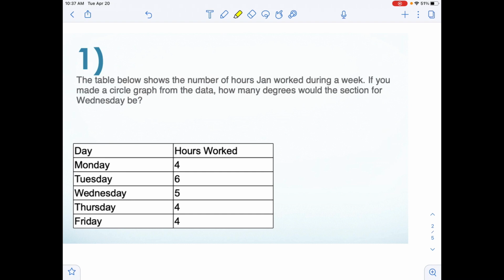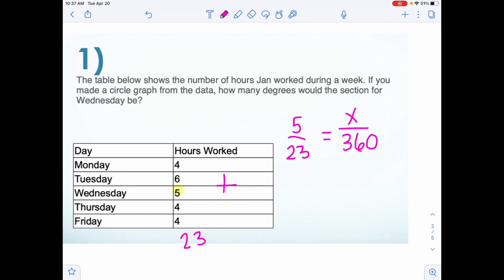So we're looking at Wednesday, which is 5. So 5 is going to be my part. I need to figure out my whole. So to figure out the whole, I'm going to add all of the data together. So when I do that, I get 23. So that's my whole, equals, and then x over 360. I use 360 because there are 360 degrees in a circle.